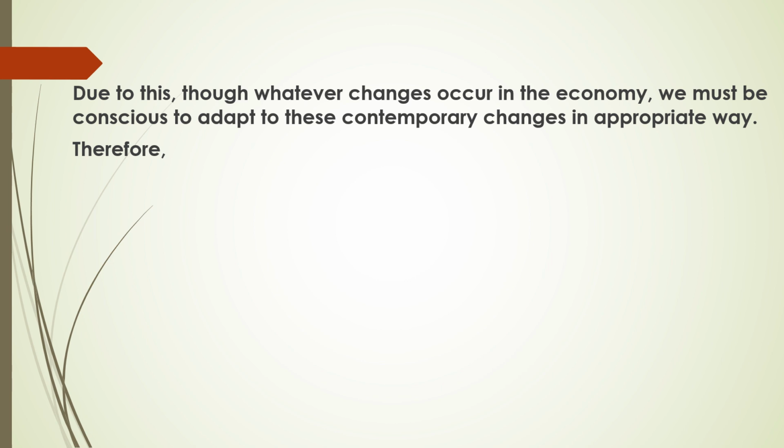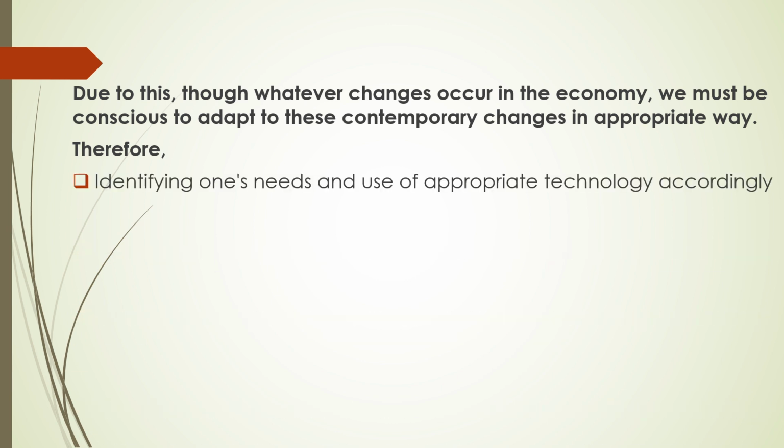So let's see how we can be conscious. The first thing is identifying one's needs and using appropriate technology accordingly. Before we purchase or consume things, we need to identify our needs, and then we have to use the appropriate technology. What do we mean by appropriate technology? We have studied this on page number 33.